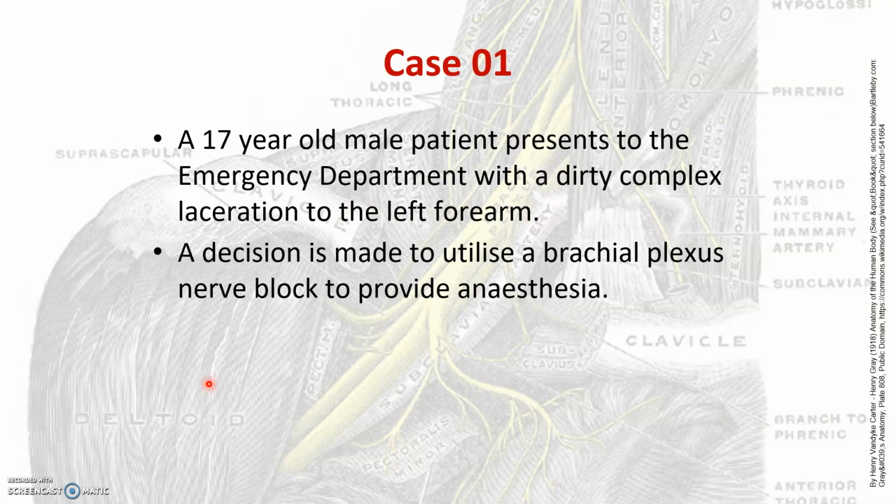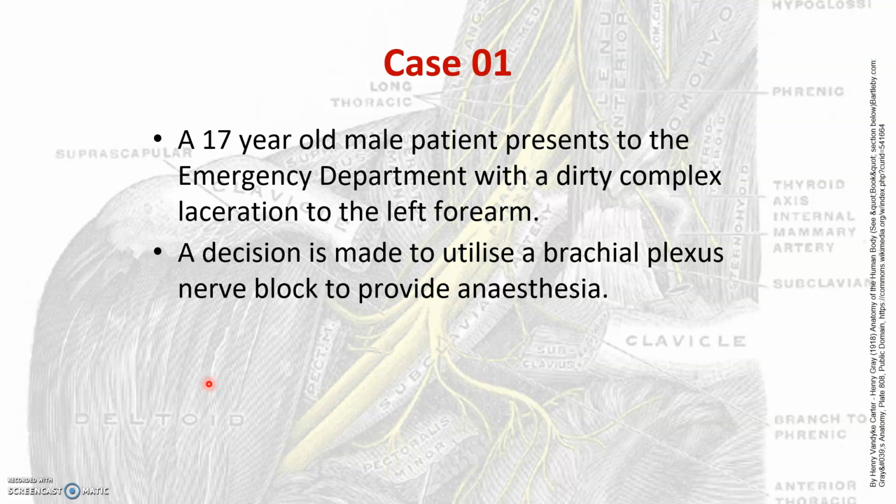So the first case is a 17-year-old male patient who presents to the emergency department with a dirty complex laceration to the left upper limb. A decision is made to utilize a brachial plexus nerve block to provide anesthesia. We're going to use this case to consider the anatomy of the brachial plexus and its clinical correlates.